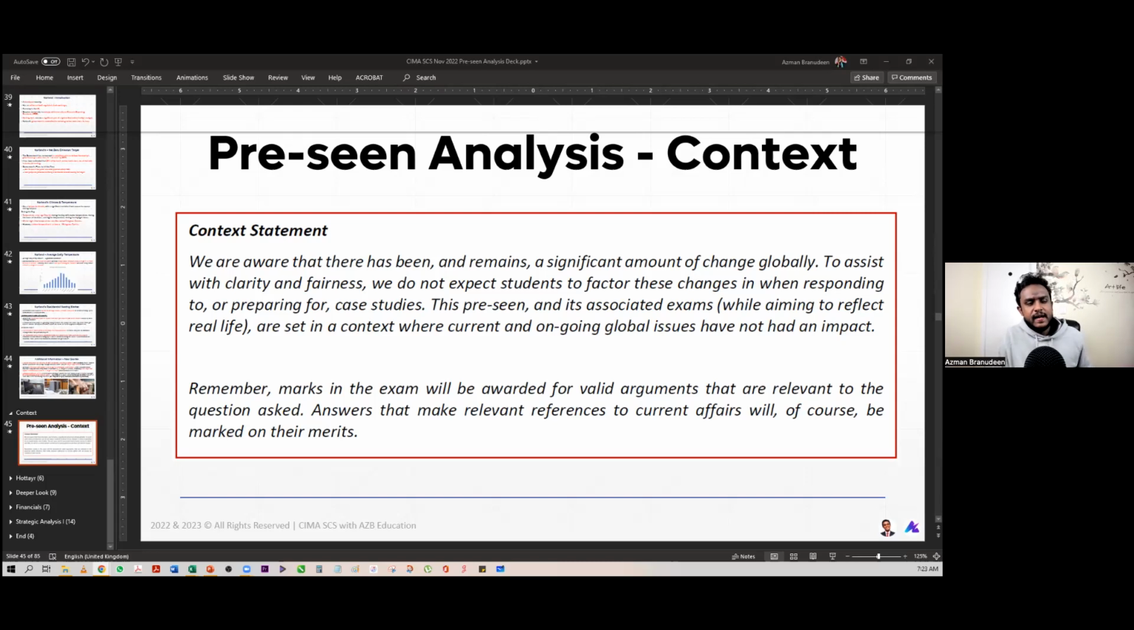All right, so we are aware that there has been and remains a significant amount of change globally. To assist with clarity and fairness, we don't expect students to factor these changes in when responding to or preparing for case studies. This pre-scene and its associated exams, while aiming to reflect real life, are set in a context where current and ongoing global issues have not had an impact. Remember, marks in the exam will be awarded for valid arguments that are relevant to the question asked. This is something I highlight throughout. You have to really deeply connect with the relevancy of your response. Answers that make relevant references to current affairs will, of course, be marked on their merits.